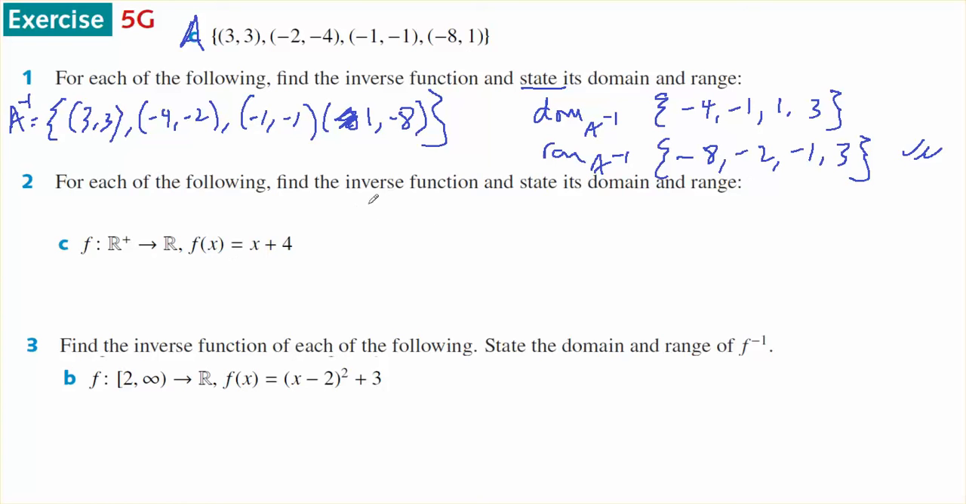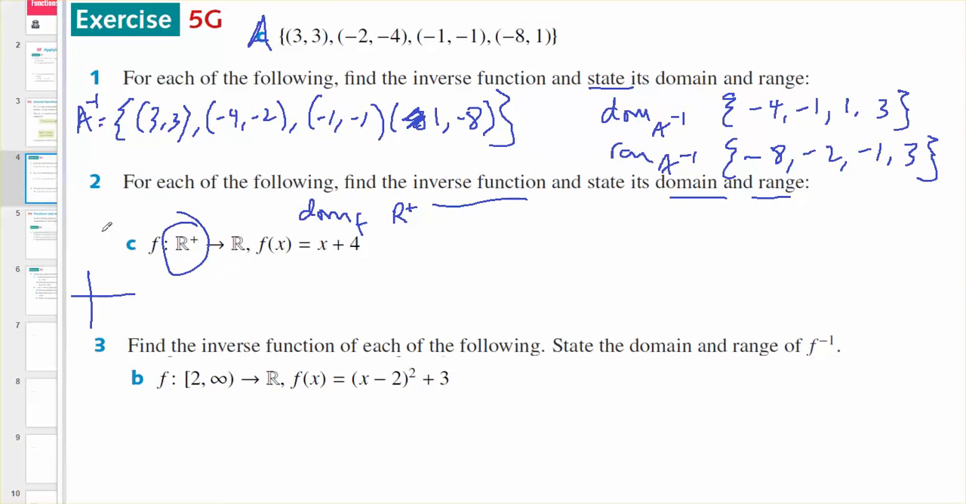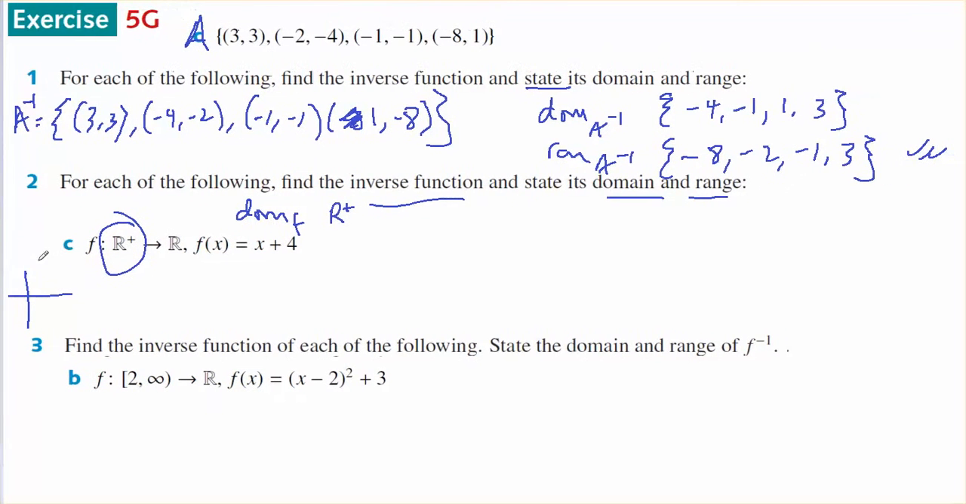For each of the following, find the inverse function, state its domain and range. Well, this is my original. My original has a domain, so the domain of f is all real positive numbers, and f looks like it goes from 4 up, and it's an open circle at 4, so the range of f is going to be 4 to infinity, but not inclusive of 4, because that is 0 to infinity, not inclusive of 0.